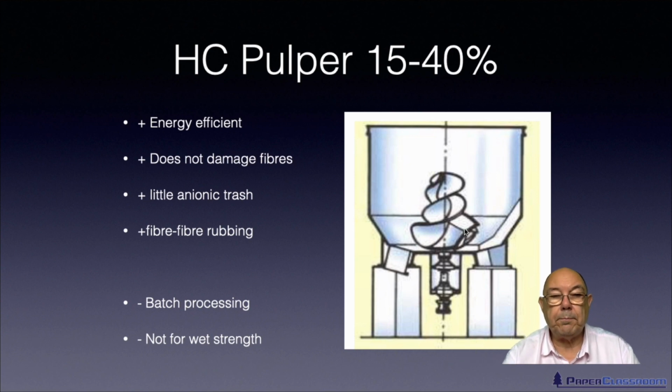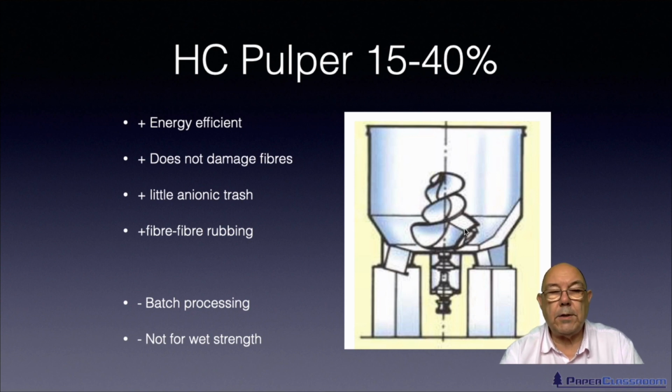So that's really good. The two disadvantages of high consistency pulping: one is it's batch processing, and the whole world wants to do everything as continuous processing. So batch processing, you throw in an amount of water, you throw in an amount of fibre, it whizzes around for a set time, and then you empty it, and then you start all over again. Nobody wants that anymore. Everyone wants continuous feed and continuous extraction.